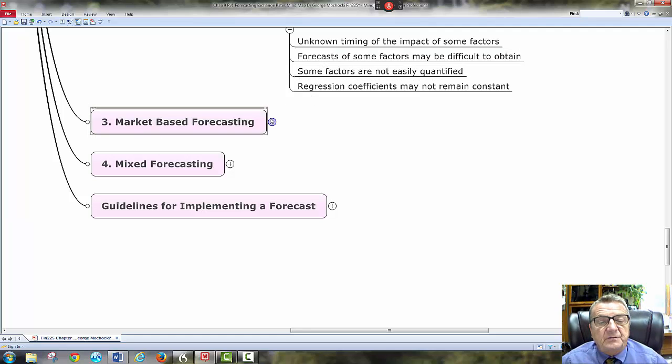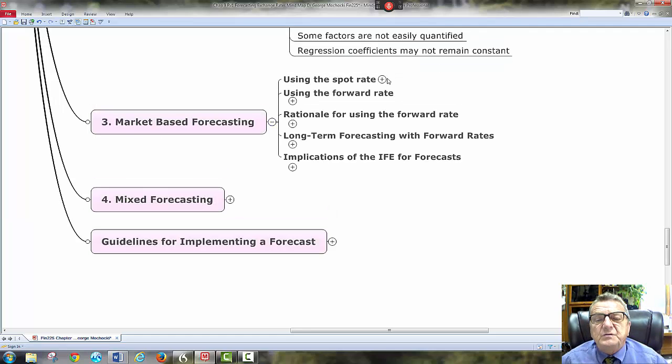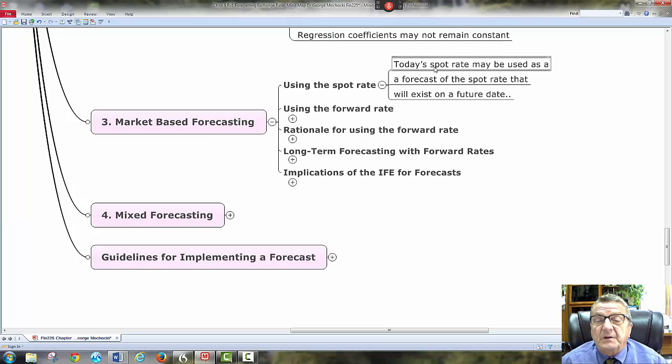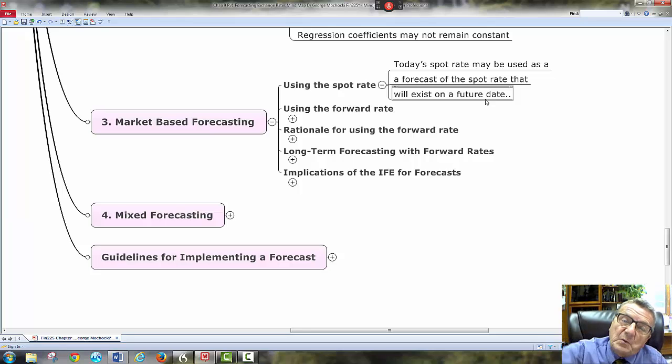Okay, now market-based forecasting. This is the one using the spot rate. Now why do I use the spot rate? Today's spot rate may be used as a forecast of the spot rate that will exist at a future date. This spot rate is as close as you can get. We're not going real long, we're only going a short term into the future. So with my spot rate, I could usually say, is it going down or is it kind of going up? It depends on the graph that you're looking at.